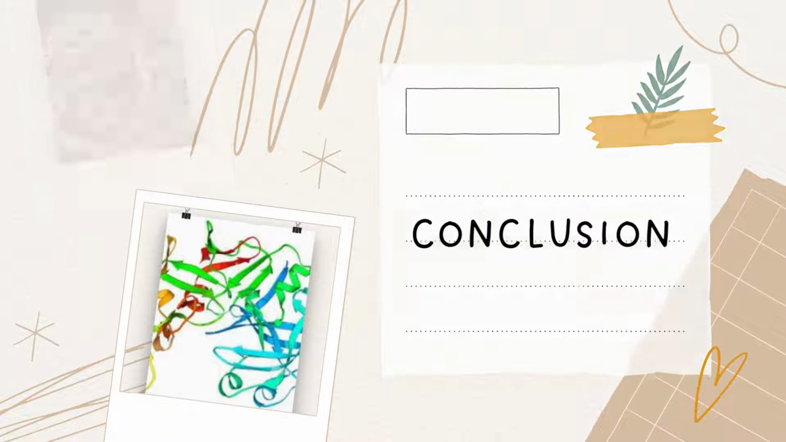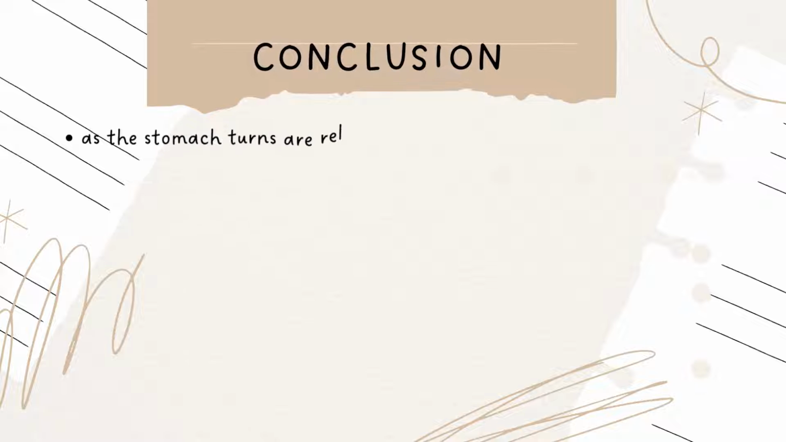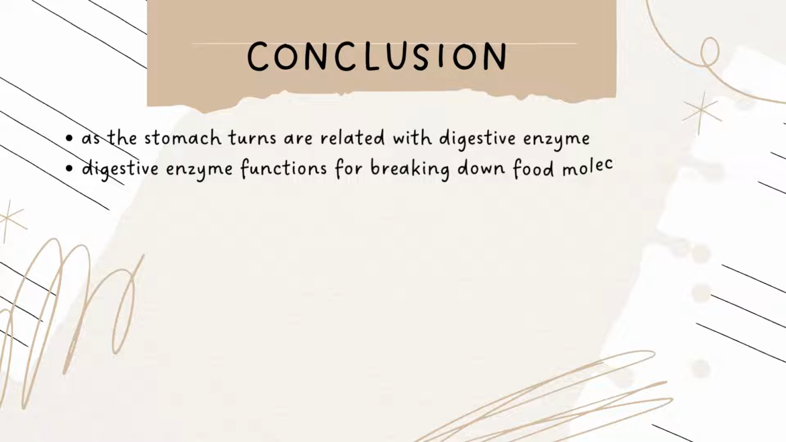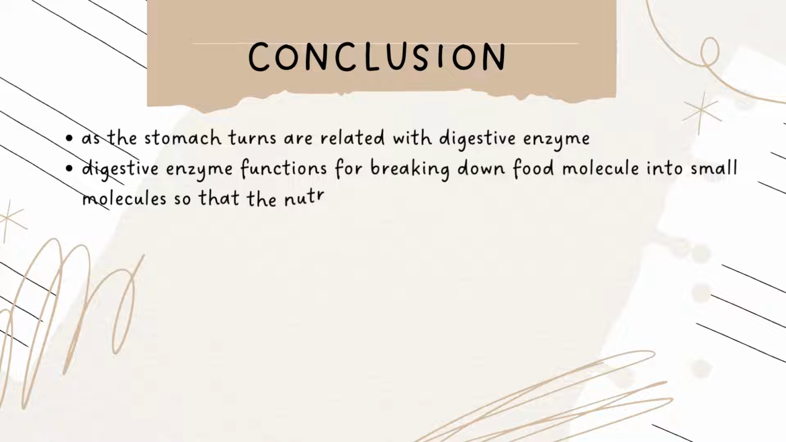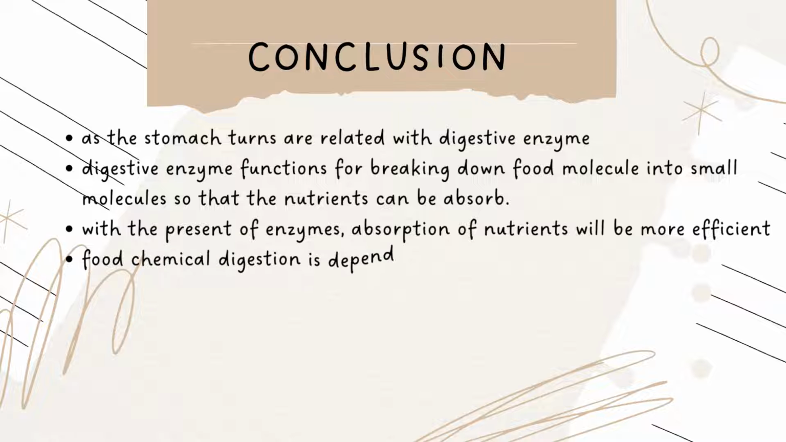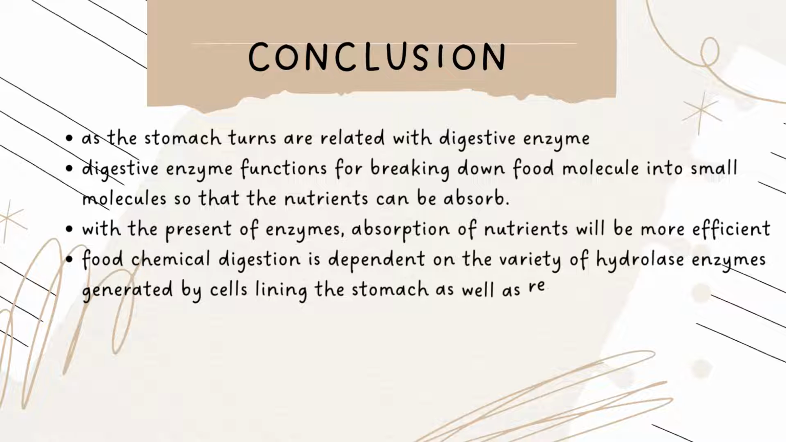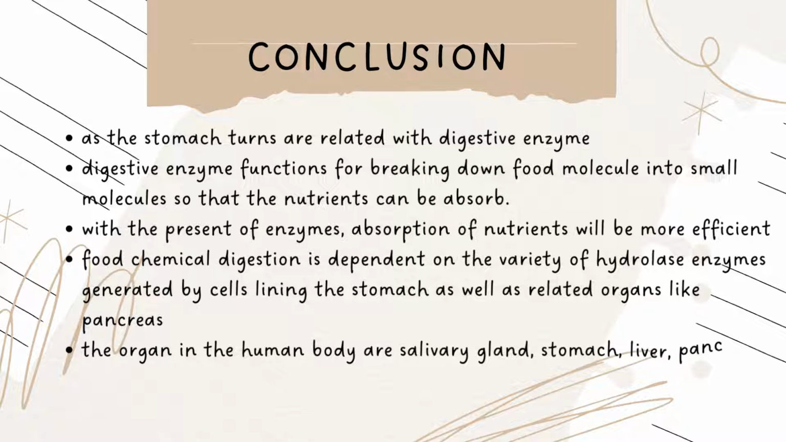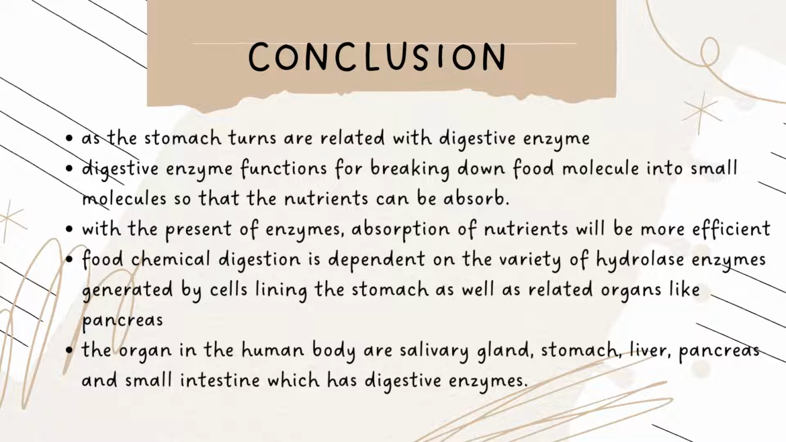Next, let's jump into the conclusion. To conclude, the stomach turns are related to digestive enzymes. Digestive enzymes function to break down food molecules into small molecules so that the nutrients from food can be absorbed. With the presence of enzymes, absorption of nutrients will be more efficient. Plus, chemical digestion of food depends on a variety of hydrolysis enzymes generated by cells lining the stomach as well as related organs like the pancreas. Last but not least, the organs in the human body that have digestive enzymes are the salivary glands, stomach, liver, pancreas, and small intestine.